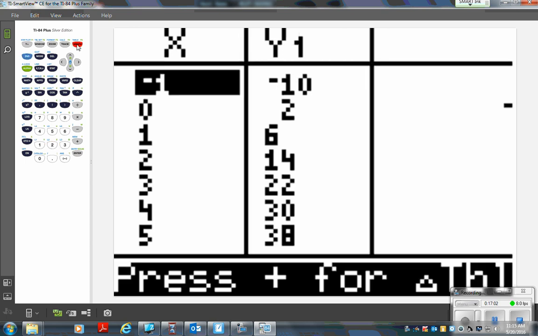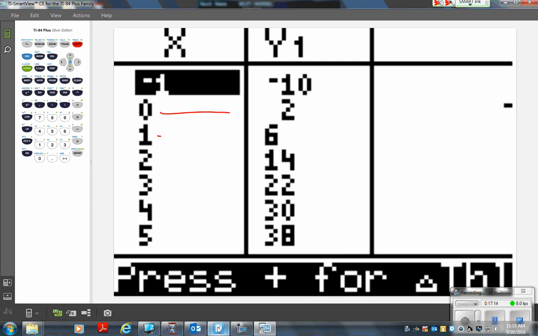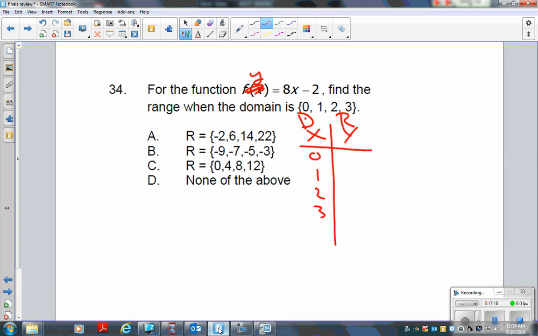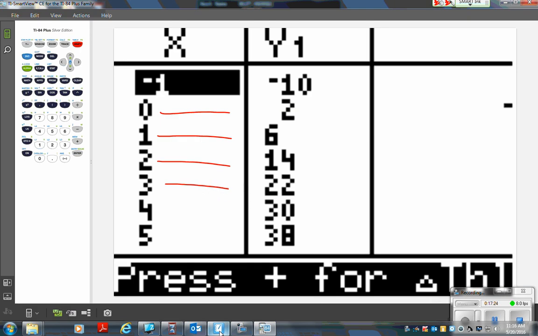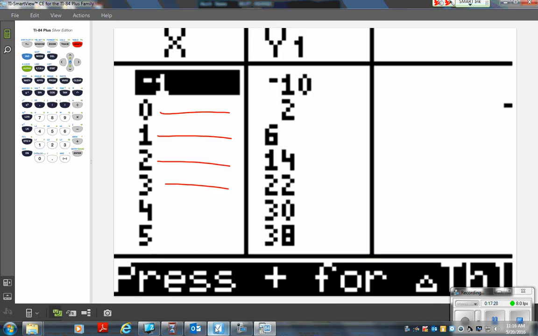And now when I go to the table, it says the domain and range. Now remember, when I grow up, I want to be a doctor. Domain is the x value. So the domain is 0, domain is 1, domain is 2, domain is 3. All I got to look for are the numbers in front of 0, 1, 2, and 3. So that's 2, 6, 14, 22. They made a mistake. That shouldn't be negative. That should be positive 2. Nope, it's negative 2. They're just over here.